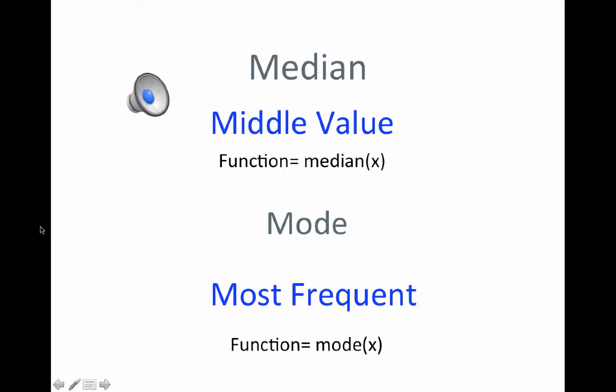The next two are the median and the mode. The median is the middle value of the array and the mode is the most frequent value. In MATLAB, the function for median is median(x) and for mode is mode(x).